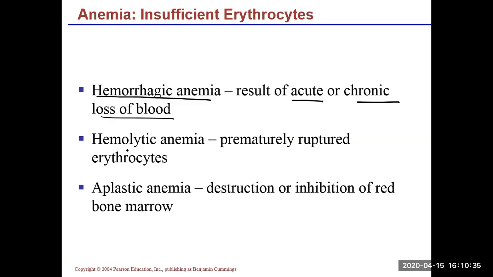Hemolytic anemia is the next one. This is when the erythrocytes, before they become mature, all of a sudden lyse, they break, they rupture. Lytic means break. Hemo, blood.